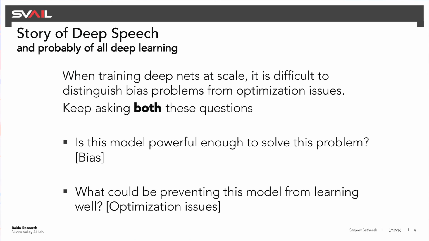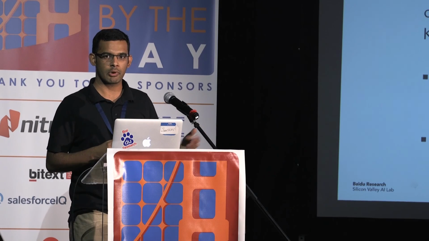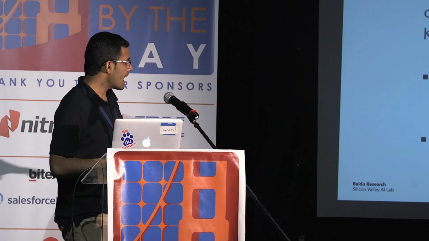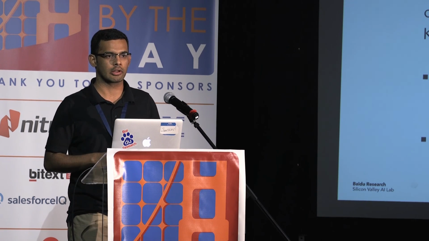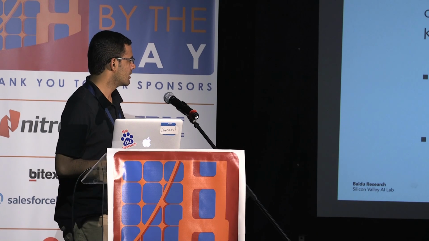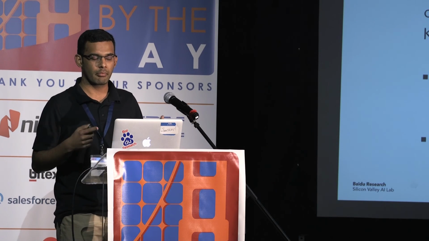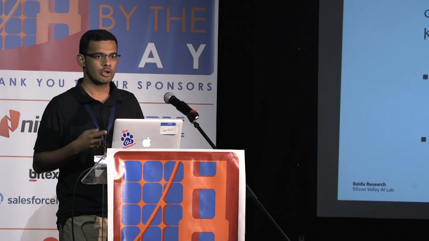So the point I'm trying to make here is when you're training these deep nets at scale, always keep in mind both the questions. We often think about bias and think about making the model bigger and bigger, but keep both the questions in mind. Is this model powerful enough to solve my problem? Can I make it bigger and bigger? And also, is there anything preventing my model from learning all the correlations in my data set? That is, can I make it easier for my model to learn from the data?